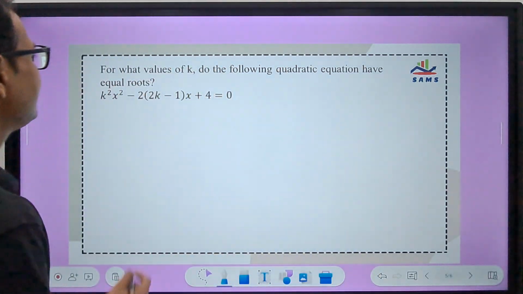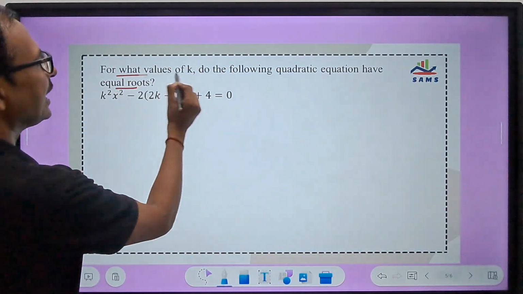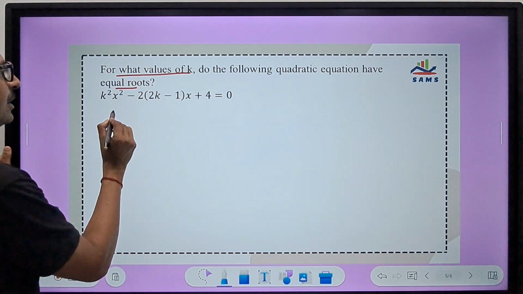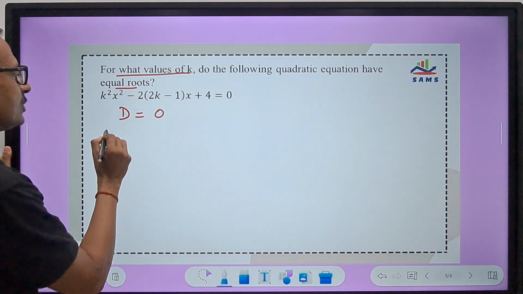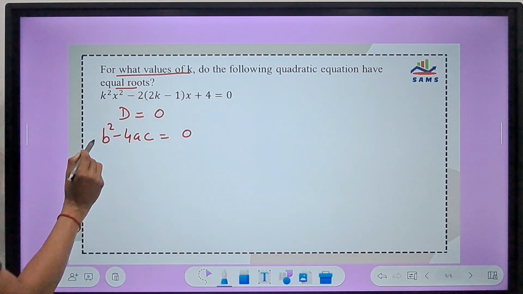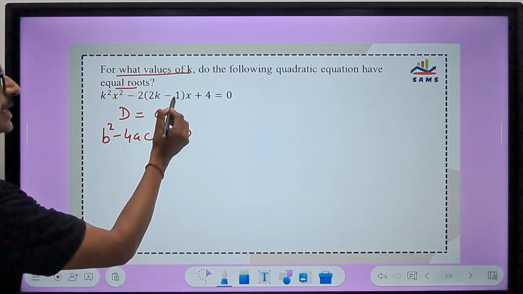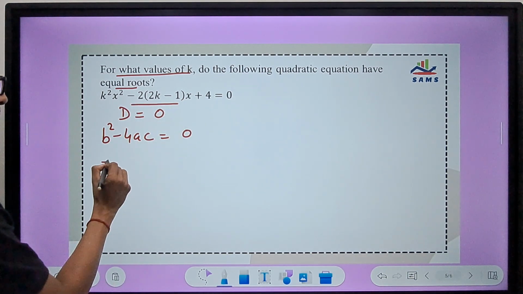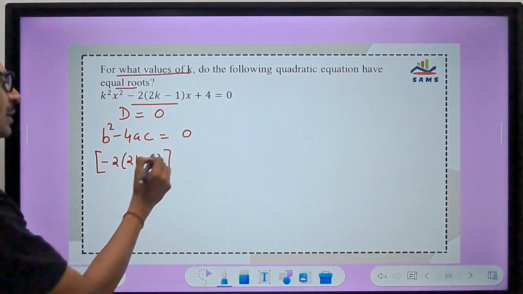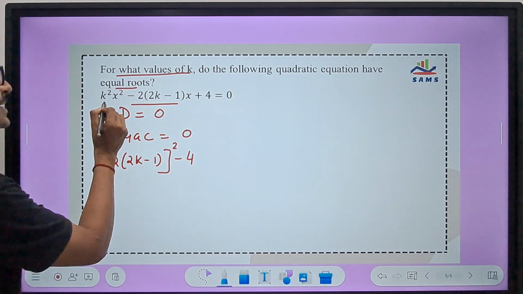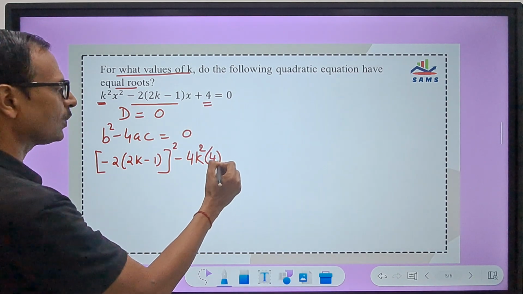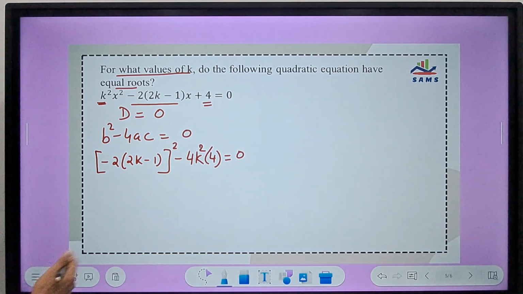Here we have another one. For what values of k does the following quadratic equation have equal roots? So again you have to do the same thing. Discriminant is 0. So b square minus 4ac is 0. Let's put the values. b is the coefficient of x, so this entire thing is b, right? Minus 2 times (2k minus 1) whole square. b square minus 4, a is k square, c is 4, equal to 0. Now let's solve this.